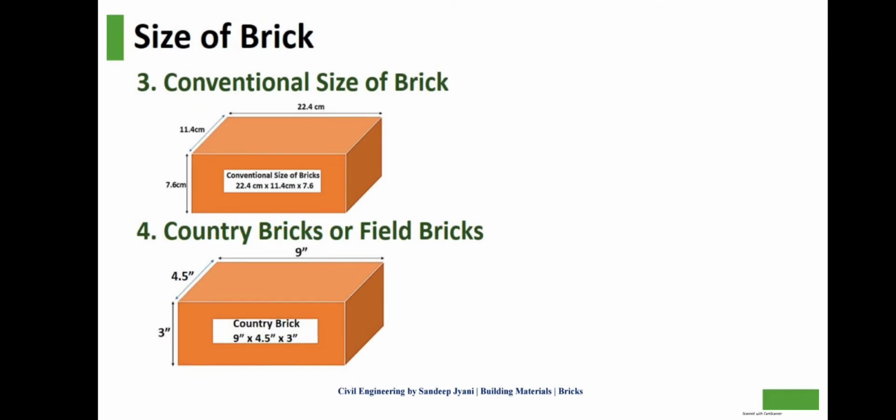Conventional size of brick. Conventional size of brick is 22.4 centimeter into 11.4 centimeter into 7.6 centimeter. Country bricks or field bricks, 9 into 4.5 into 3.